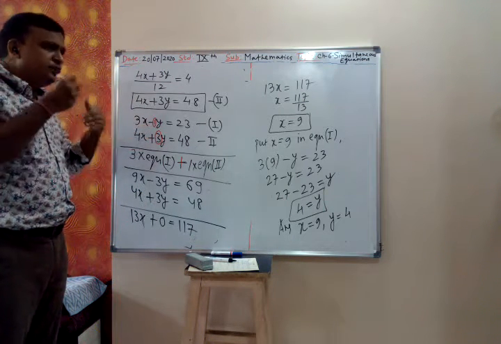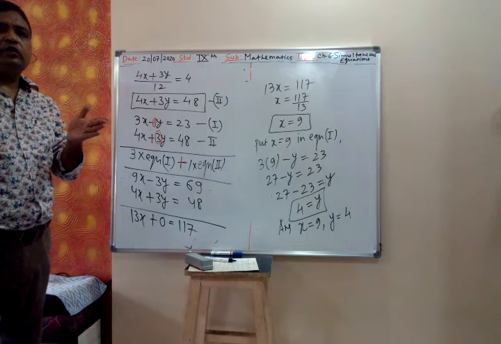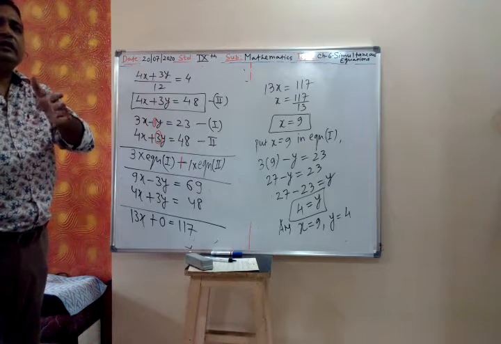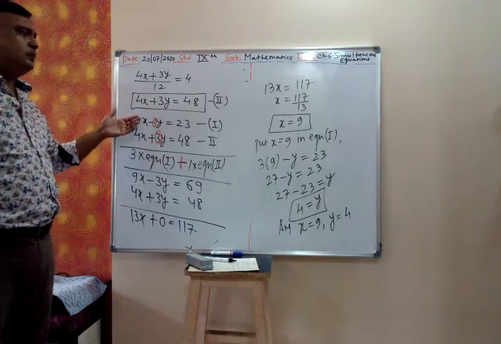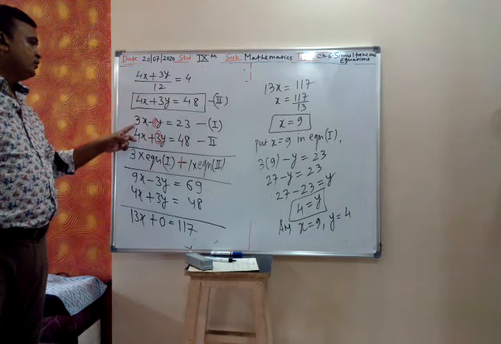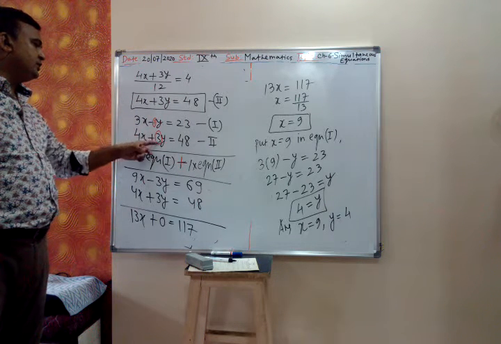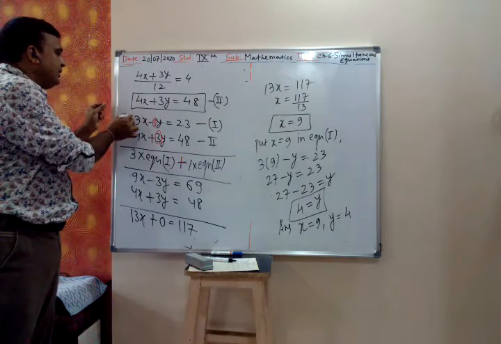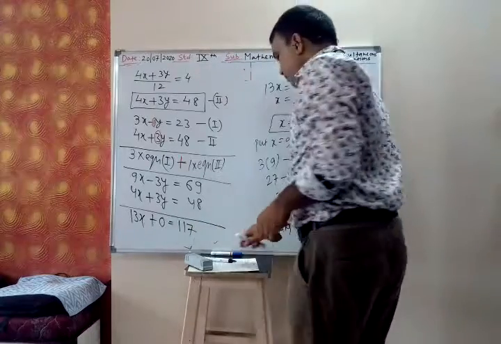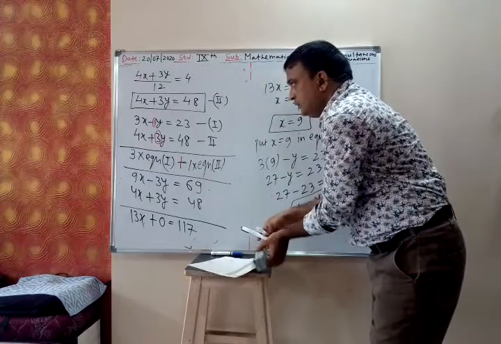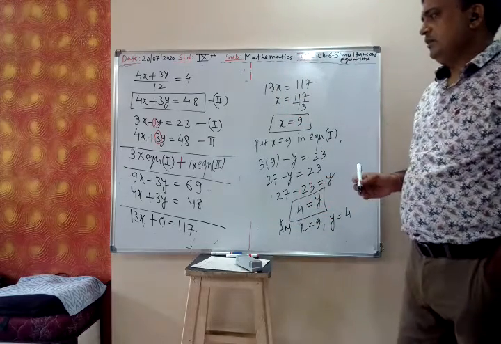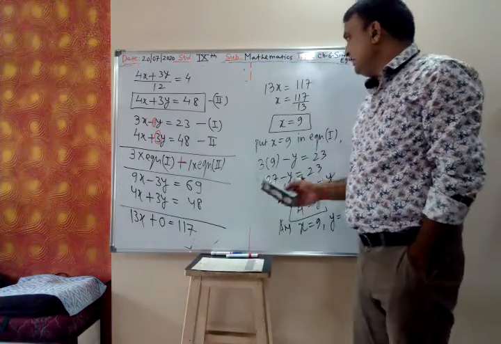So you have to decide whether you want to equate the coefficient of x or the coefficient of y. This problem I can also solve by equating the coefficient of x. There it is 3, there it is 4. So I will multiply equation 1 by 4, equation 2 by 3, and since they have the same sign, plus plus, I will subtract. If you are equating x. Minus 3y and plus 3y will get cancelled.